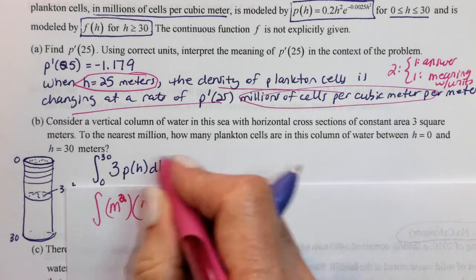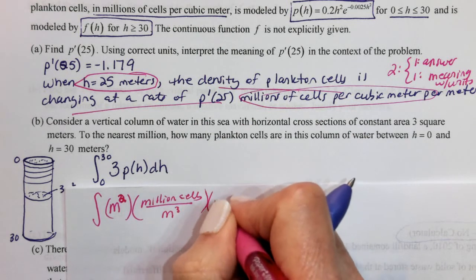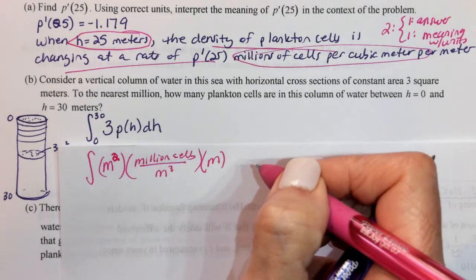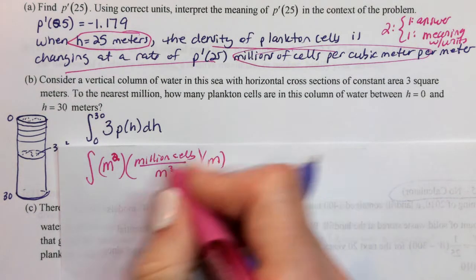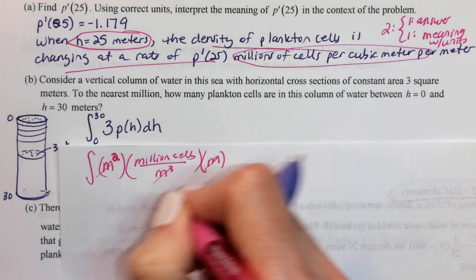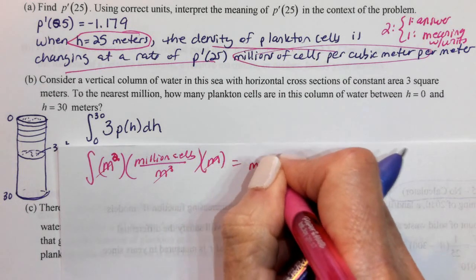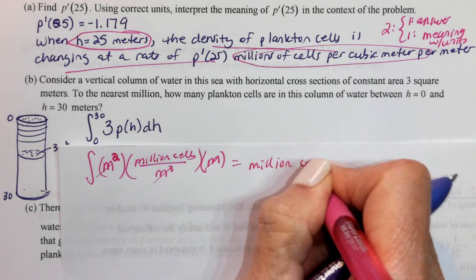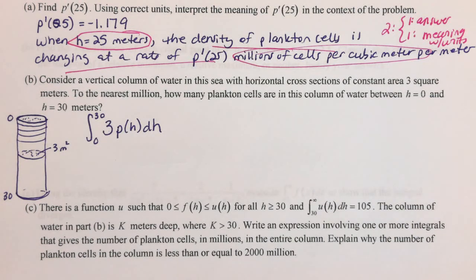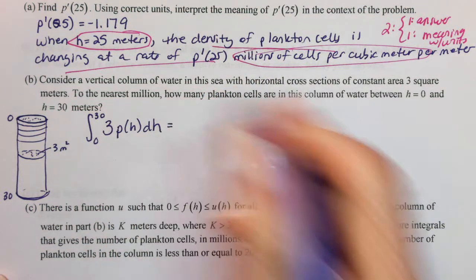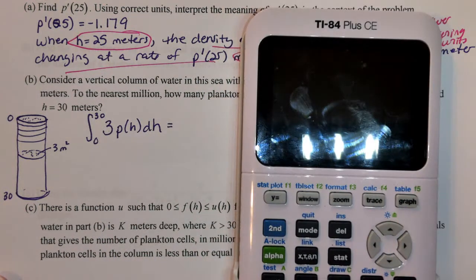Now don't forget your units for H. Units of H are in meters. Does that give me plankton cells? It sure does, because these units cancel out and I'm left with millions of plankton cells. So yes, my little unit analysis confirms what makes sense to me. The rest of it is just a calculator situation.